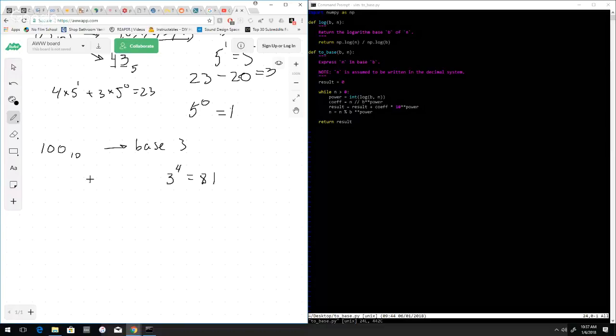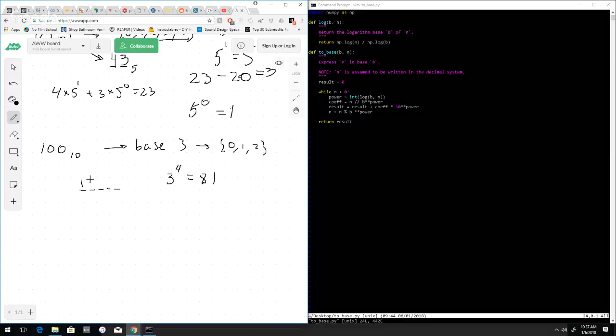Now let's put our placeholders. So that's 0, 1, 2, 3, 4. I know I'm going to have some coefficient here, but what coefficient? Remember, this is base 3. My digits are 0, 1, and 2. My coefficient is allowed to be any one of these 3 numbers. What is the highest multiple of 81 that fits in 100? That's just 1 times 81. So this coefficient here will be 1.